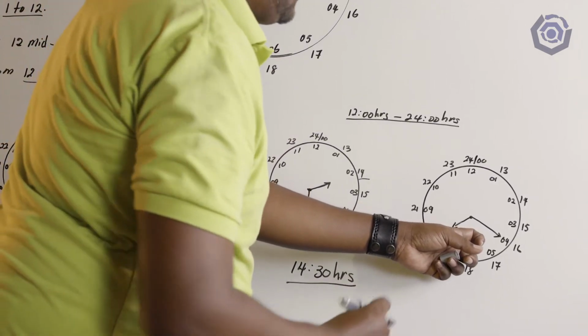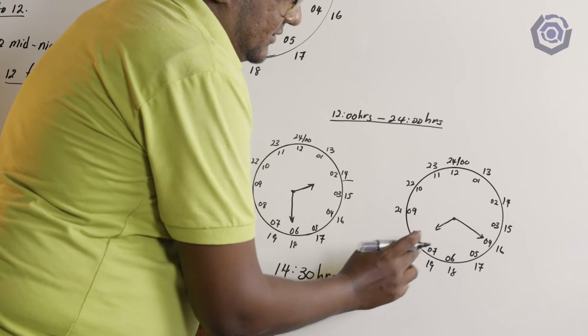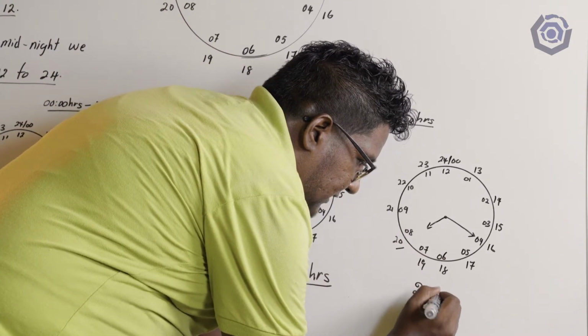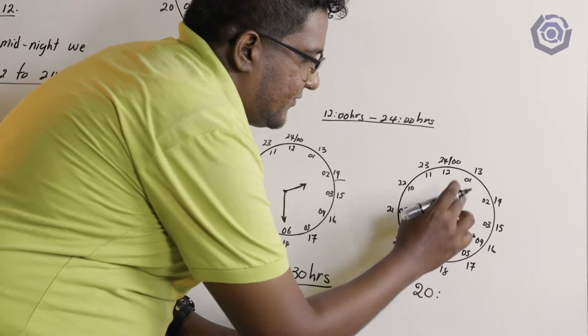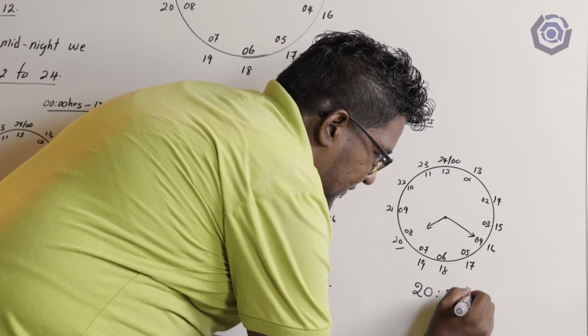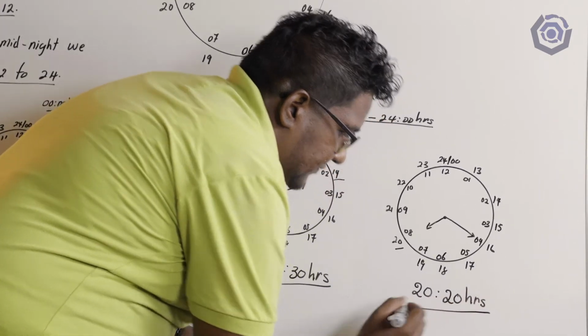And this one, our shorthand is at 8, so it's in the night. So this is going to be 20, and the longhand is at 4, 5, 10, 15, 20. So this is going to be 20:20 hours.